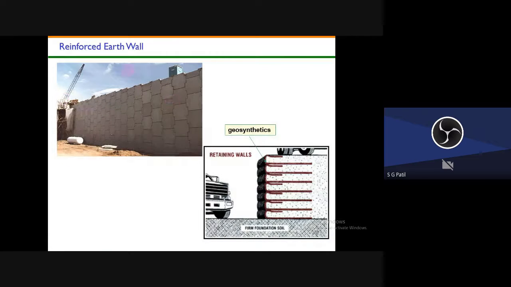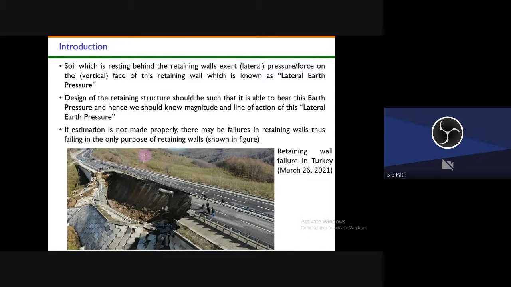The reinforced earth wall that I told you about, near Sindhgi Naka, you can see these kinds of reinforced earth walls. Here this is also a reinforced earth wall. Recently it failed in Turkey, on March 26, 2021. This is one example of reinforced earth, which is also a kind of retaining wall.